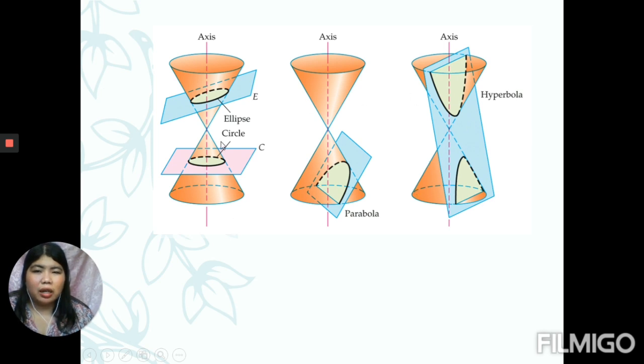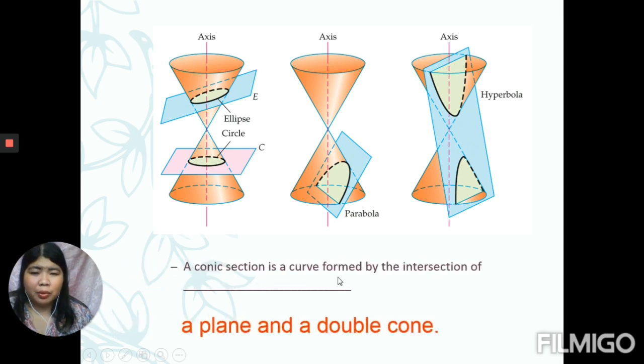Kung makikita natin, we have two cones na mayroon tayong nilagay na plane. So, ano nga ba conic section? Let's have the definition. A conic section is a curve formed by the intersection of a plane and a double cone. So, we have here double cone, intersection ng isang plane. Kapag nag-intersect ka ng plane ng paslant, makakabuo tayo ng tinatawag nating ellipse.